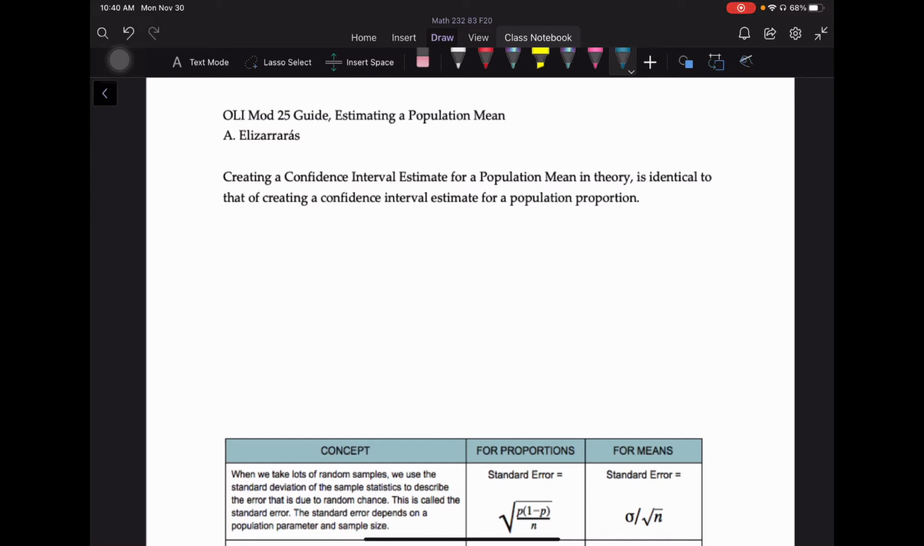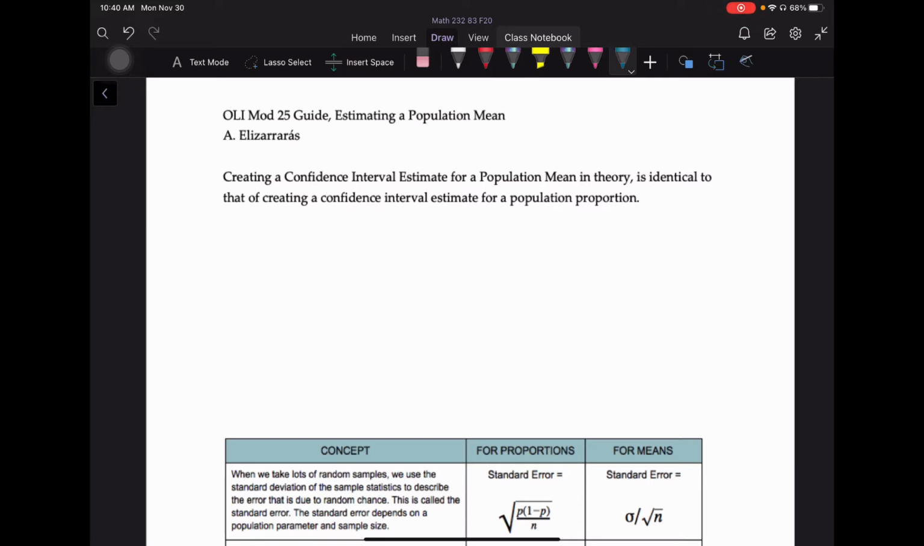Hello and welcome. We're going to focus on estimating a population mean. Remember, when we are estimating, we're talking about trying to find the population mean. So let's say I wanted to know the average age of students at Napa Valley College and I didn't have access to every student. I would grab a sample and use the sample data to estimate what the actual population data is.